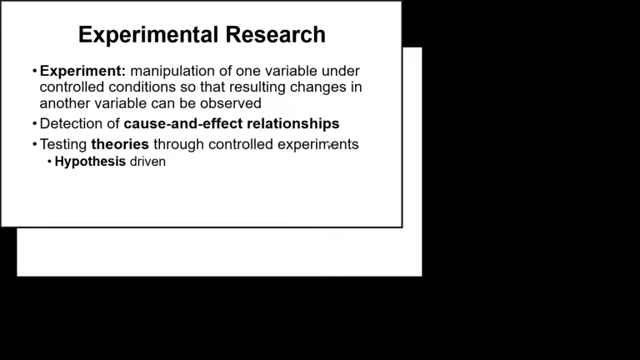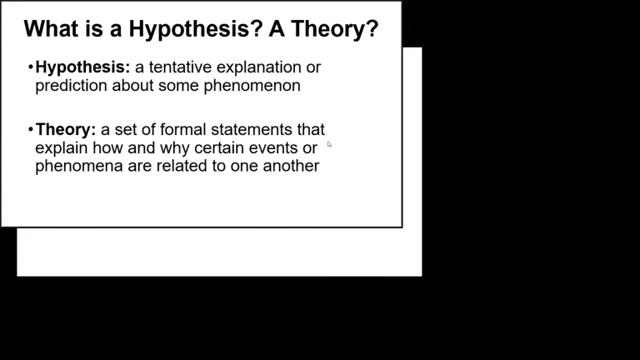And so this lets us say that if we manipulate thing A and it leads to a change in thing B, then changing A causes a change in B. There's a causal relationship there. And when we're doing experiments, we're usually trying to test larger theories, bigger connected ideas, using those controlled experiments. And each experiment is driven by one or more hypotheses. And so we've talked a little bit about the difference between a hypothesis and a theory, but here's our official on-paper concrete definition.